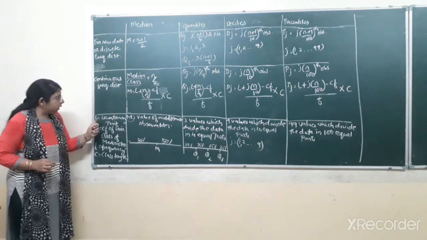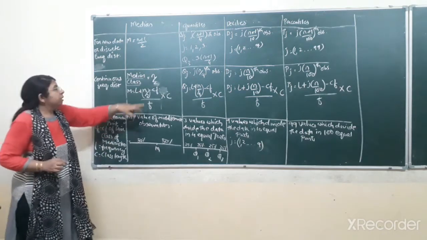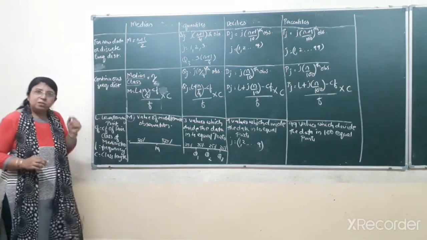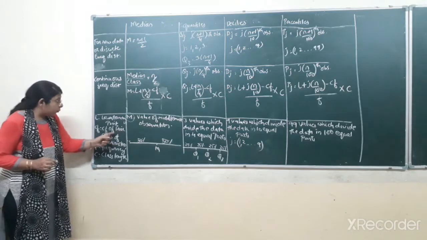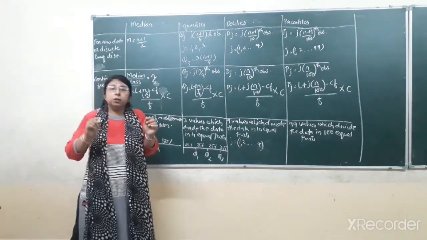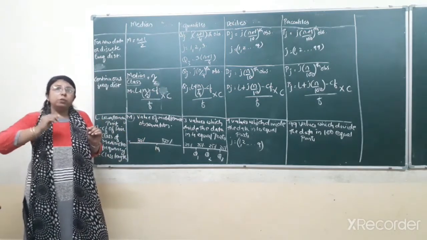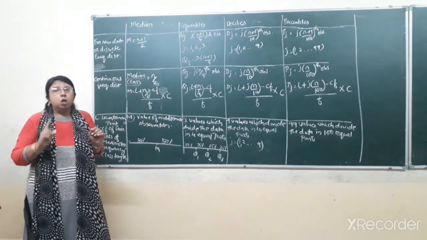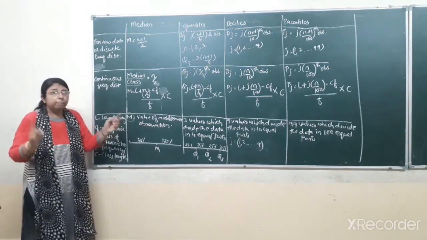L means the lower boundary point of that median class. Minus CF. Now CF means cumulative frequency. So the cumulative frequency of the prior class of the median class. Suppose the median class that came is 30 to 40. Now the prior class of 30 to 40 would be 20 to 30. So the cumulative frequency of the previous class, the previous class of the median class, that you have to take.